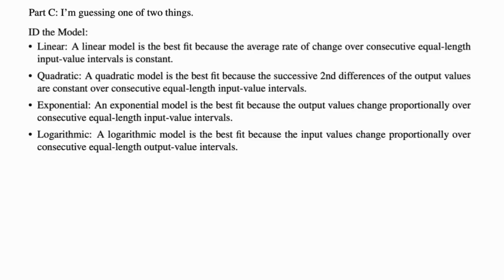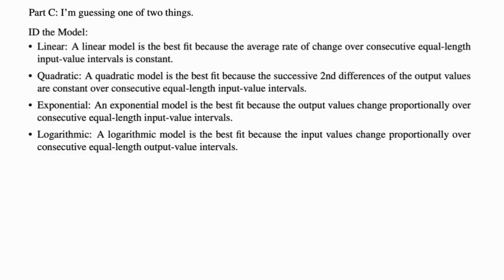So you're going to see that equal length input value intervals is a constant part over and over again. Just memorize it. A quadratic model is the best fit because the successive second differences of the output values are constant over consecutive equal length input value intervals. Exponential because the output values change proportionally over consecutive equal length input value intervals. Now, the only one that doesn't involve consecutive equal length input value intervals is logarithmic.